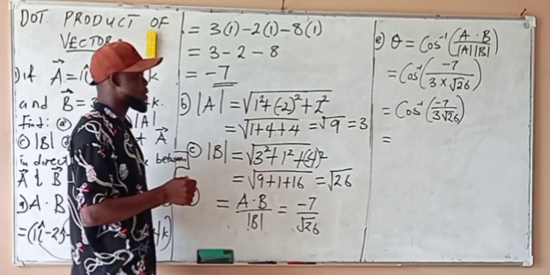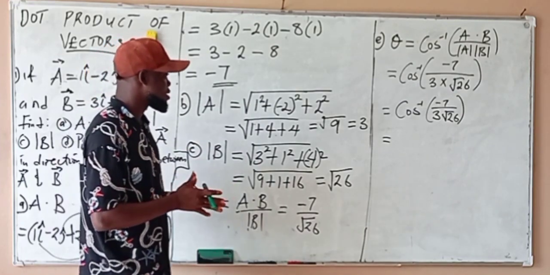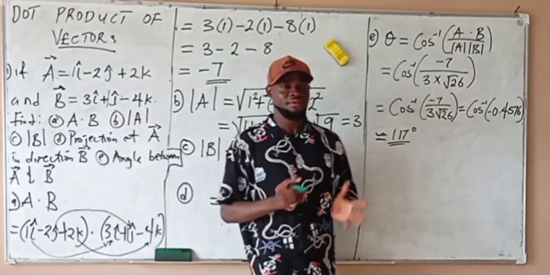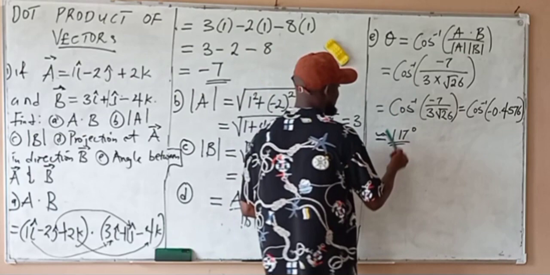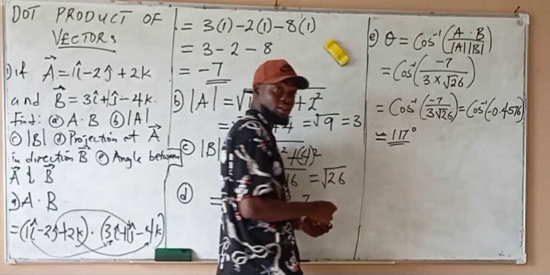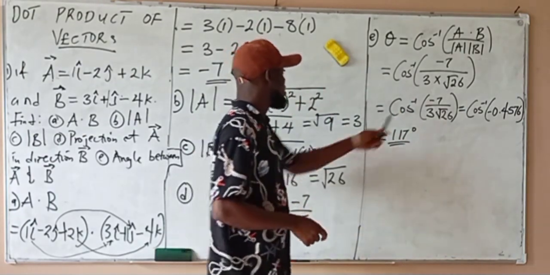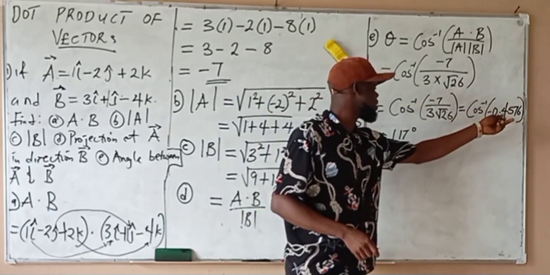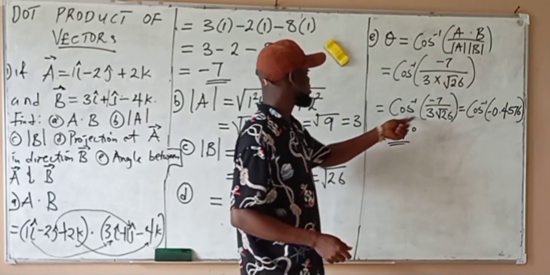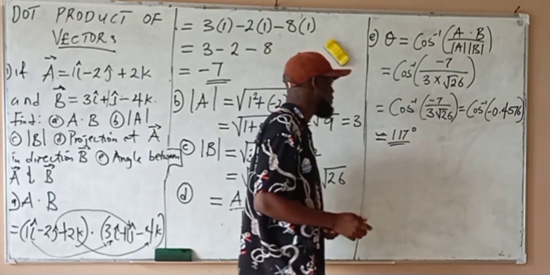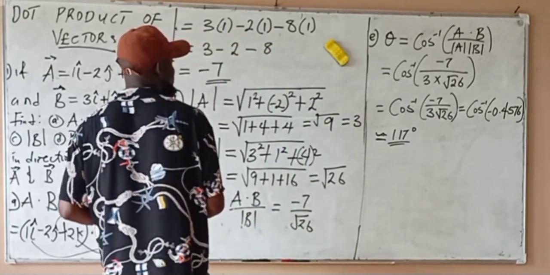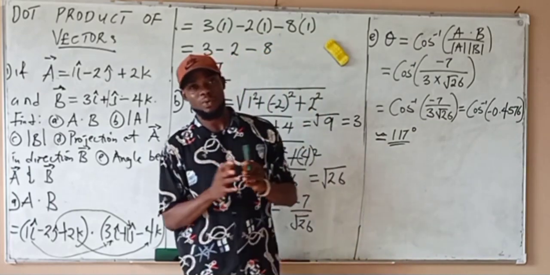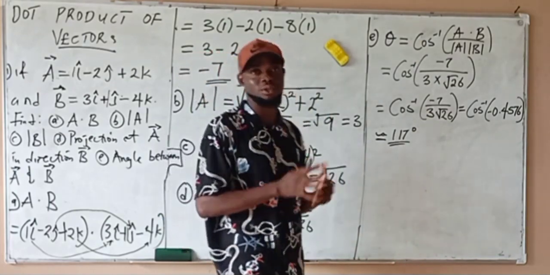So we do this on your calculator. Let's see the angle we're going to have. We get approximately 117 degrees as the answer. You can also convert it to a decimal: cos inverse of minus 0.4576, which is cos inverse of minus 7 over 3 root 26. You will have 117 degrees.